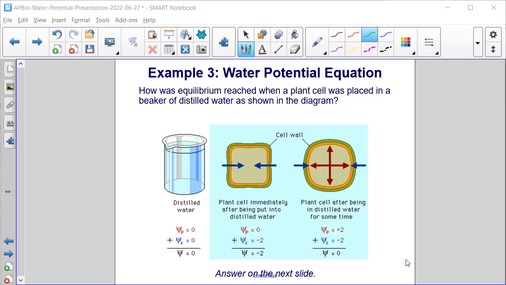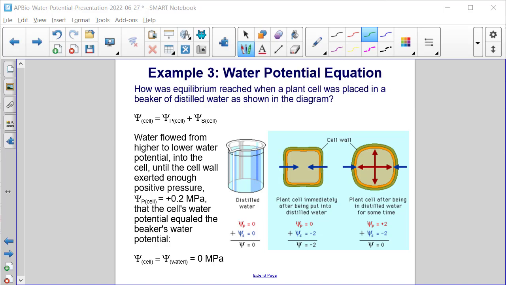So let's talk about how this happens. Immediately after the plant cell was put into the water, we have a negative potential. So water will flow from higher to lower water potential into the cell, okay? Because outside the cell is just distilled water with a potential of 0. Inside the cell is a negative potential. So water will flow from higher to lower water potential into the cell.